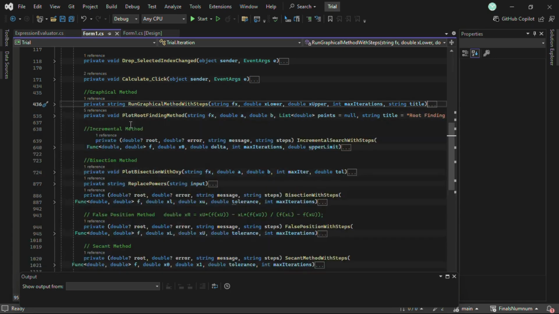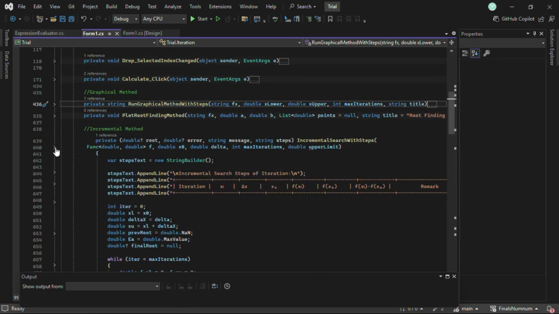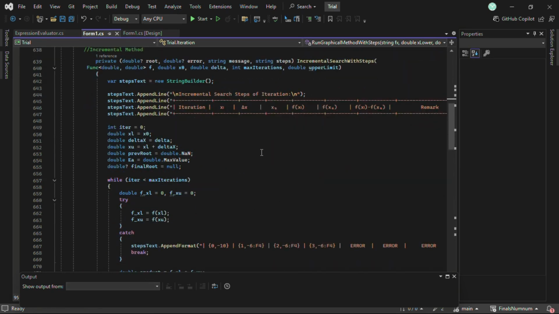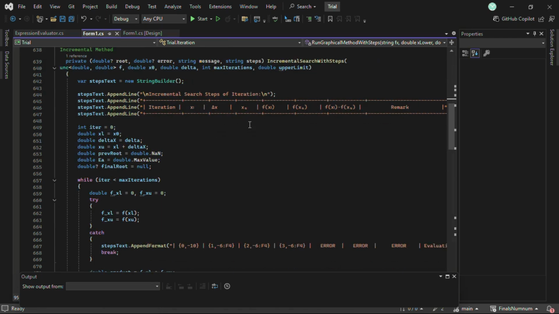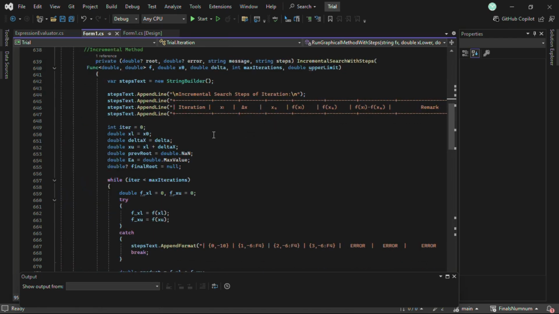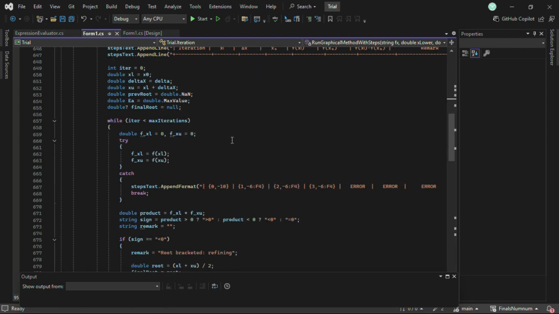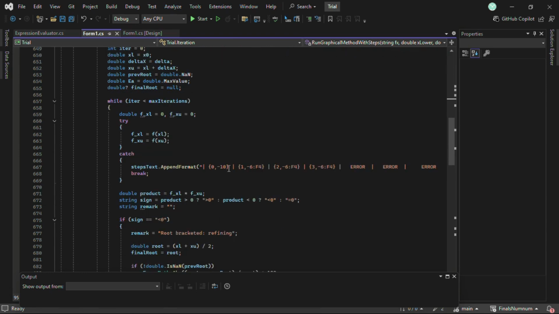And next is my incremental method function. This is the graph table and the iteration table, the variables, I mean the variables and the formula.